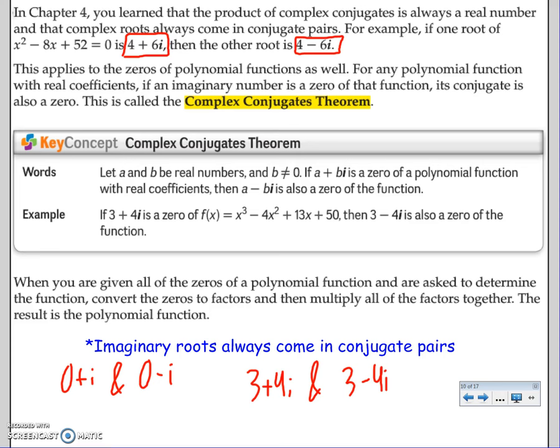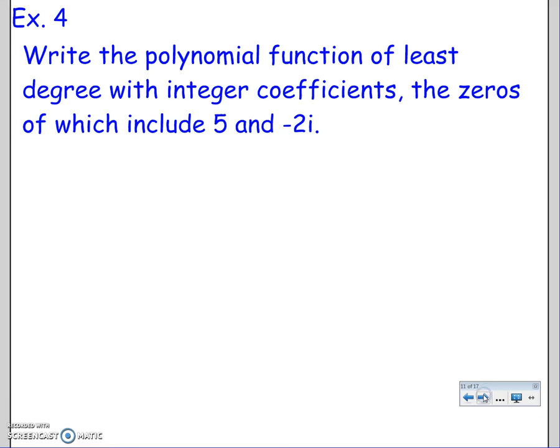So, like this at the bottom, when you're given all the zeros and you have to find the equation, convert them to factors by changing the sign next to x, and then multiply them all together. You probably have to FOIL or distribute a lot. So here's an example. Find the polynomial function of least degree with integer coefficients if the zeros are 5 and negative 2i. Well, my zeros or roots are 5, negative 2i. Remember, they come in pairs, so I have to change the sign: positive 2i. You've all done this already.